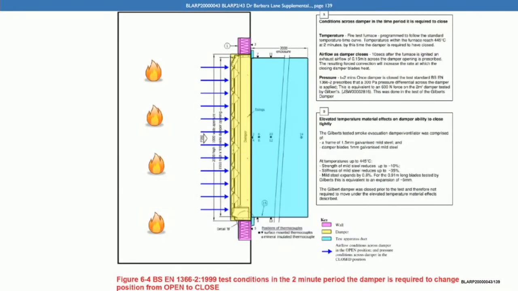And she explains, at temperatures up to 445 degrees C, the strength of mild steel reduces by up to 10%, the stiffness of it reduces by up to 35%, and it expands by 0.5% for the 0.91 metre long blades tested by Gilberts. This is equivalent to an expansion of 5 millimetres. Do you see that? I think it might be approximately 5 millimetres, but I can see that, yeah. But do you agree with those observations about what's likely to happen to the galvanised mild steel in the damper during the time in the test where normally it's required to move from open to closed under elevated temperatures? So, first of all, I'm not a metallurgist, so I can't tell you whether those numbers are right. But, you know, dampers are intended to, in some cases they might be more leaky at ambient, in some cases they might be less leaky at ambient.